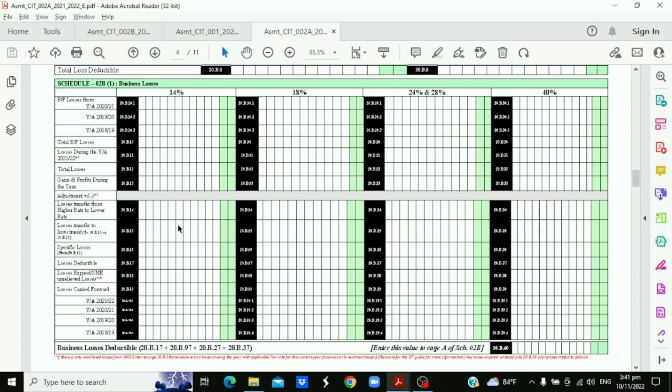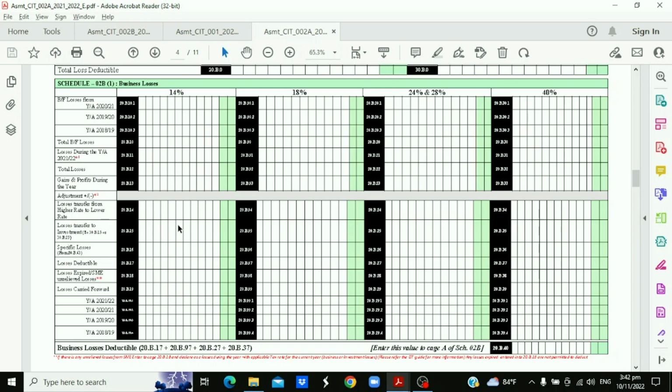First one, we can transfer loss from a higher rate to a lower rate within the business income. As an example, if there is a loss related to the 40% rate and we want to set off this loss against the 18% profit, we can do so. We can transfer higher rate loss to lower rate and set off with the available profit. But we can't do it the other way; we can't transfer lower rate losses to the higher rate side. That's the restriction.